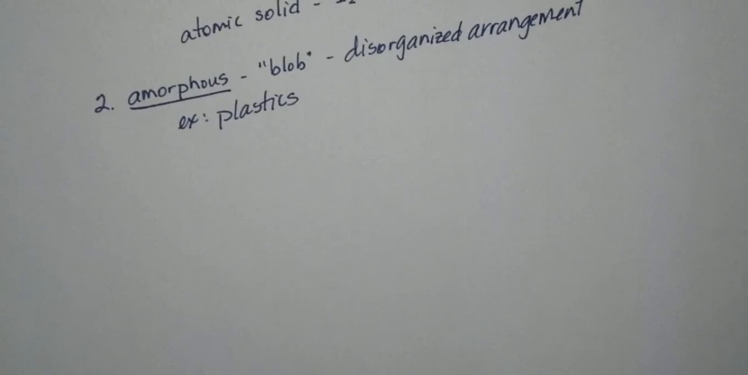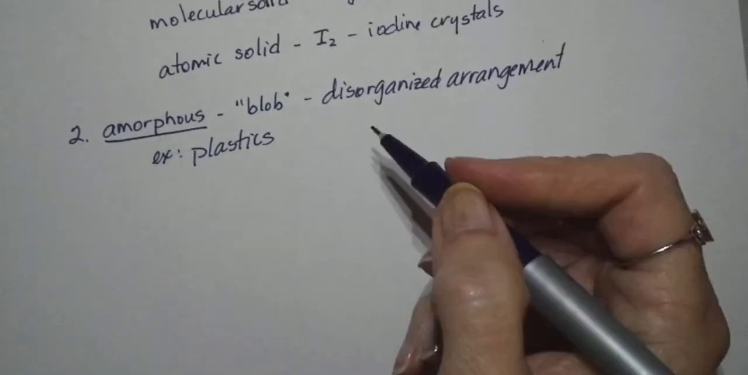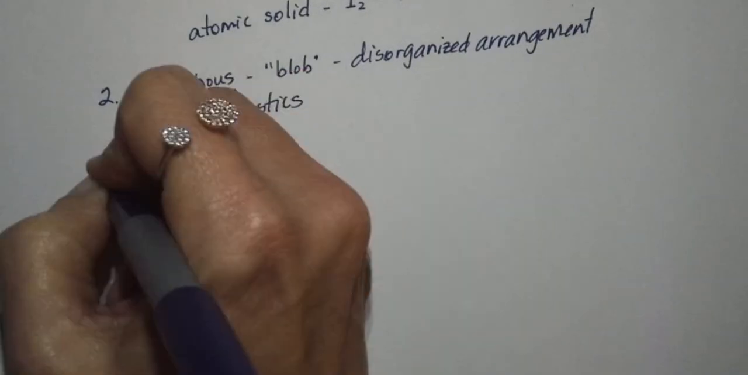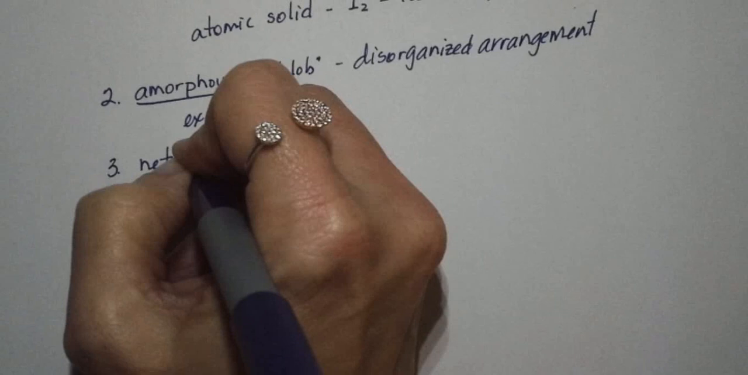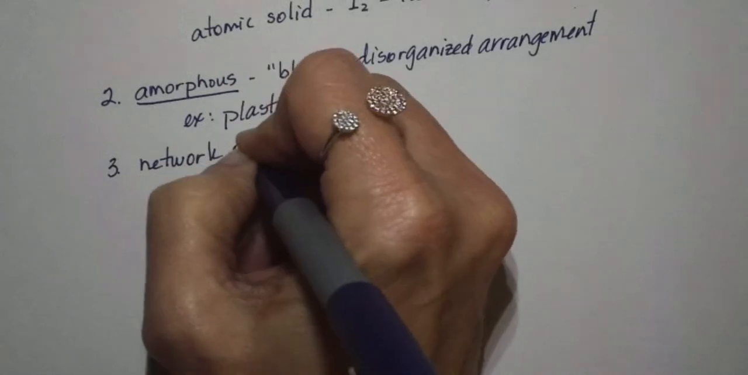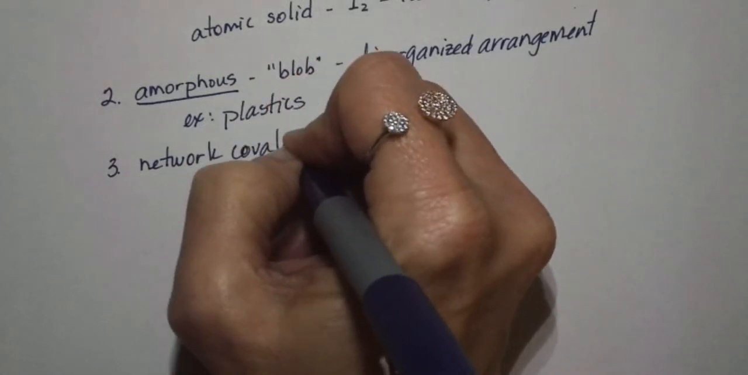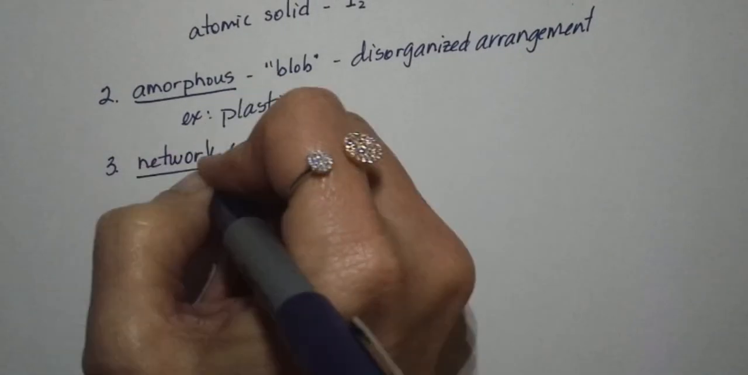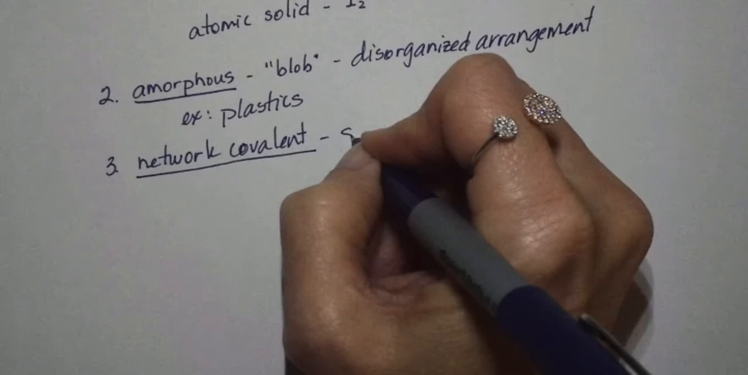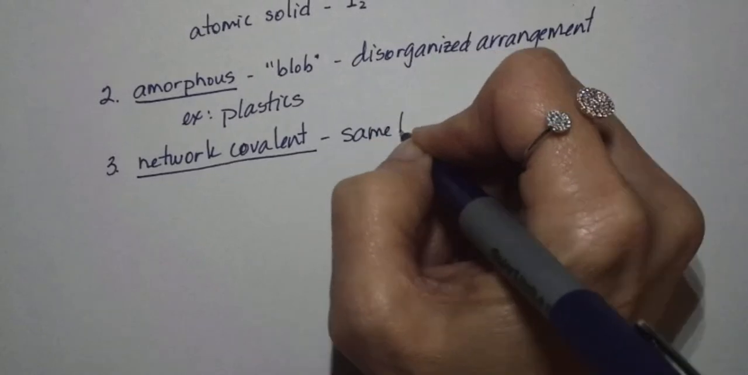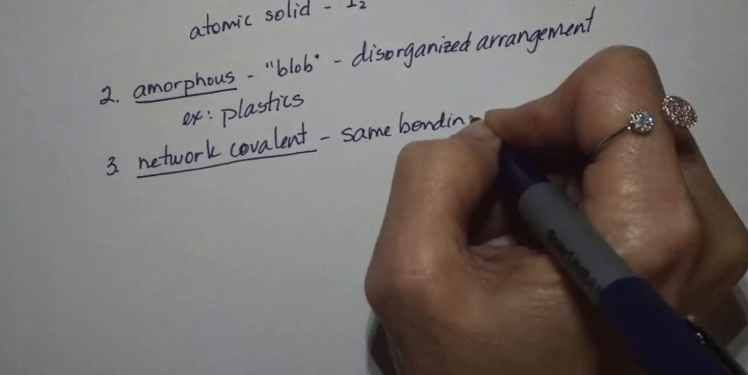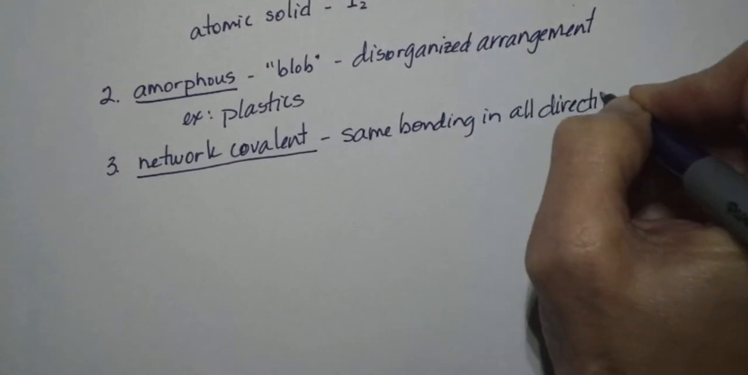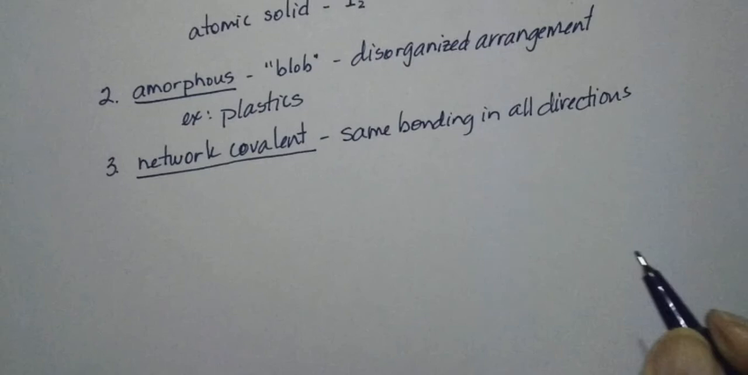And I think we talked about this in your other notes. Network covalent, it's got the same bonding in all directions. This would be your diamond. Or if not all, then multiple directions. So some network covalent bondings are stronger than others. So this would be something like diamond, where it's all carbon.